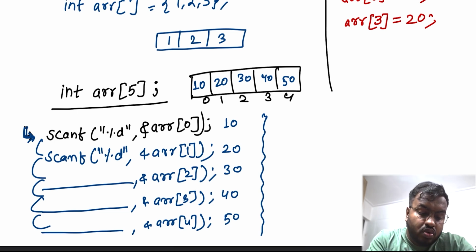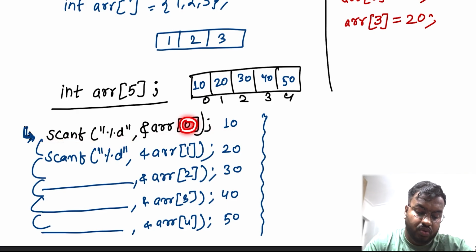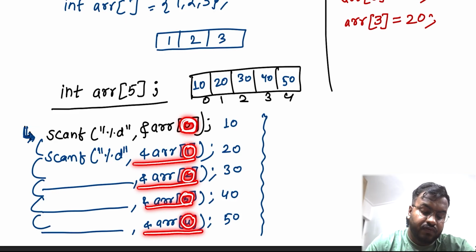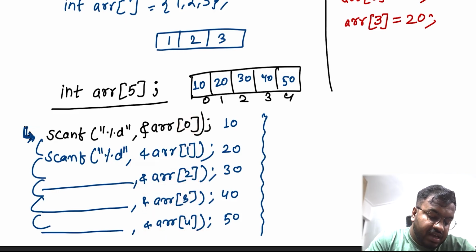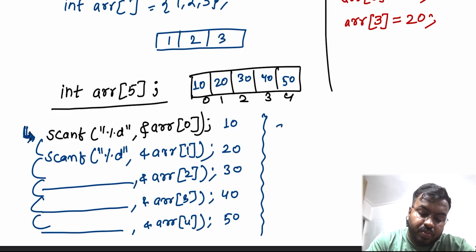Before using the loop, just try to observe this thing. See, in the very first line of code, you are writing array of 0. And then you are writing array of 1. Then array of 2. Then array of 3. And then array of 4. So your array is of size 5 and you are running from 0 to 4. You are using 0 to 4 index numbers. So we can write a loop which will run from 0 to 4.